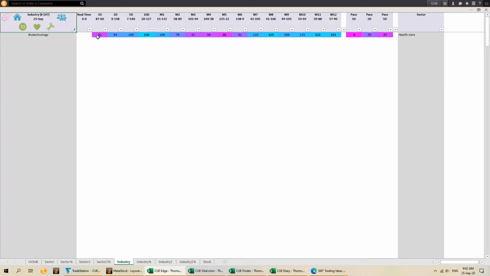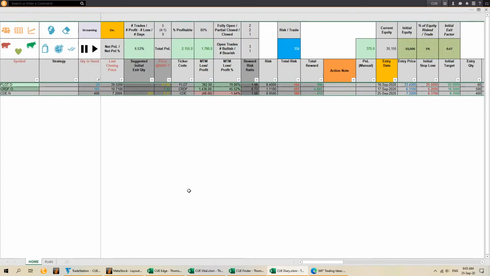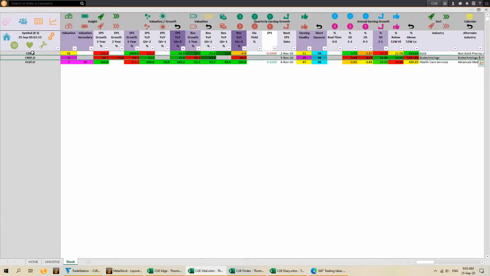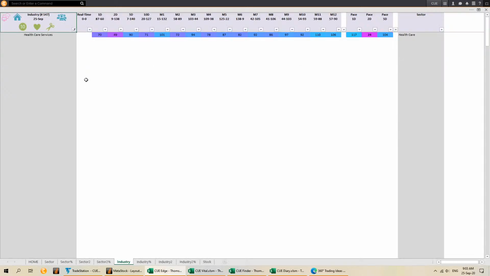So biotech weakened a little bit yesterday, and then I will do the same thing for the last bullish stock I have. Go to Q Vital, FLGT. I will check out its industry by clicking the cog icon. And healthcare services is also in the middle in terms of industry score, neither strengthening nor weakening relative to others. In any case, I have already booked partial profit. My stop is above entry price.